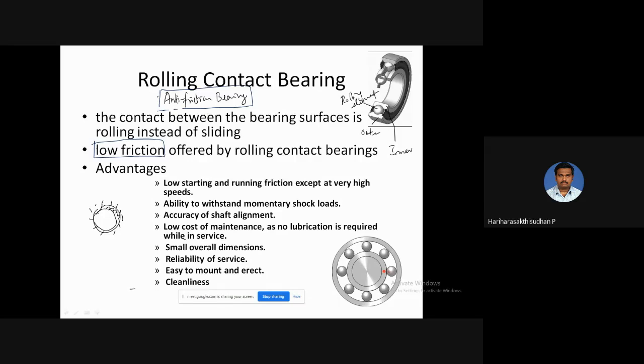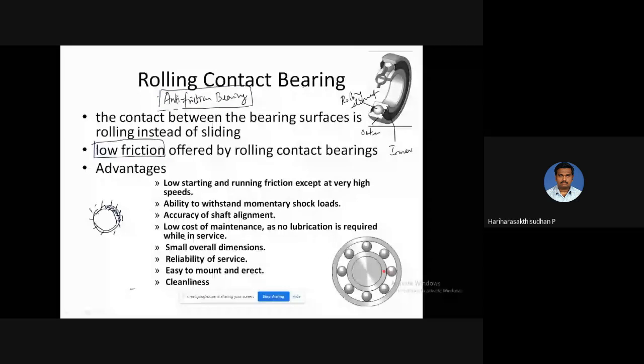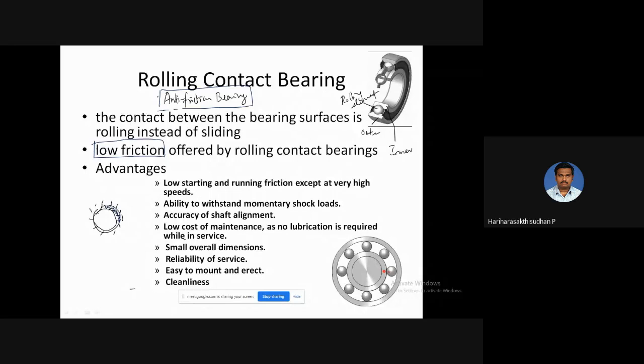In a journal bearing, lubrication plays the major role. The lubricant is reducing the friction. But in this case, the rolling elements are playing that role. Instead of the lubricant, the rolling element reduces the friction. So you don't have to frequently change the lubricant, and those kinds of problems won't be there. So maintenance will be easy.